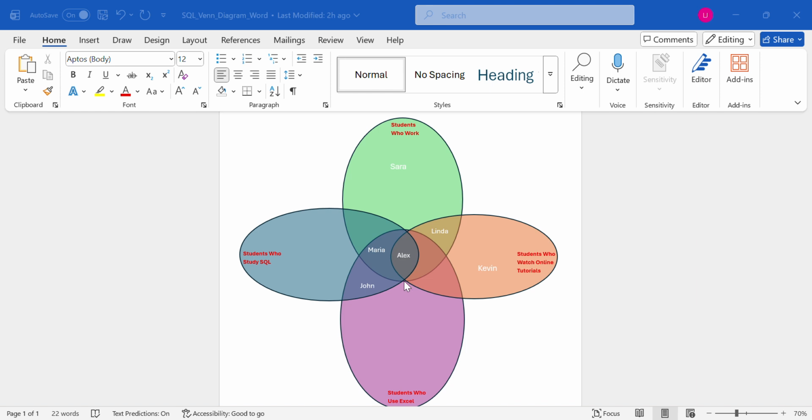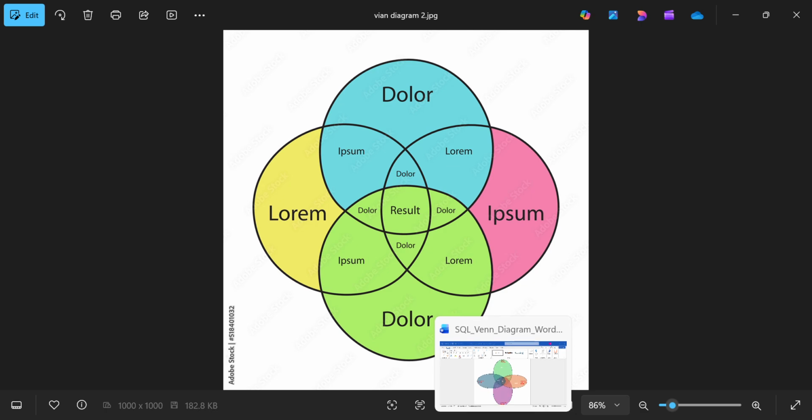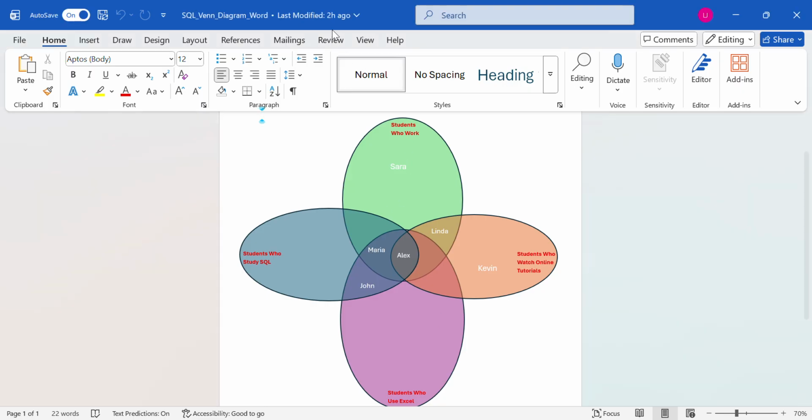And Alex is at the center of all the circles, which is also said to be the inner join, which also means Alex exists in all four data sets, being that of the tutorial, the work, SQL, and the Excel, which is the same thing over here. We have results. This is basically a good example of what I've done. Let me move back to what I've done.